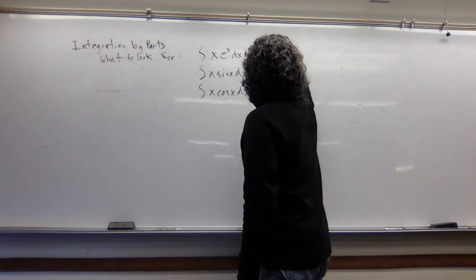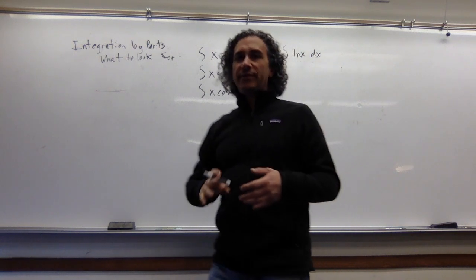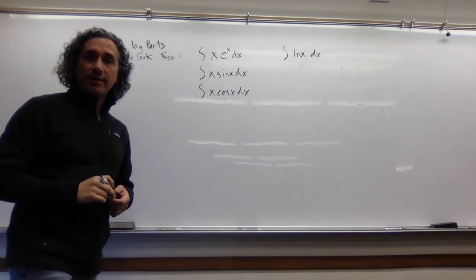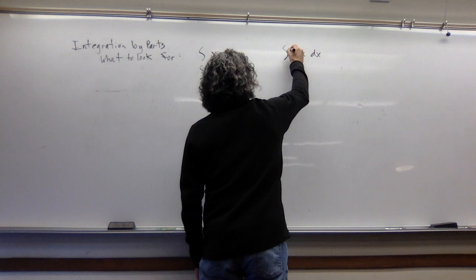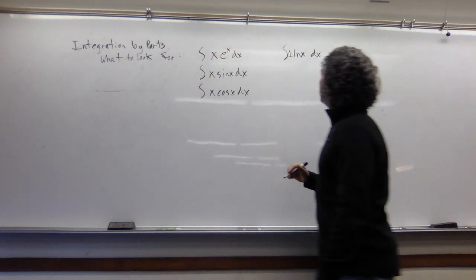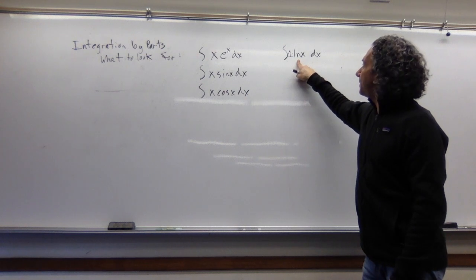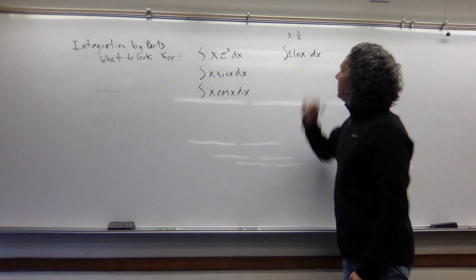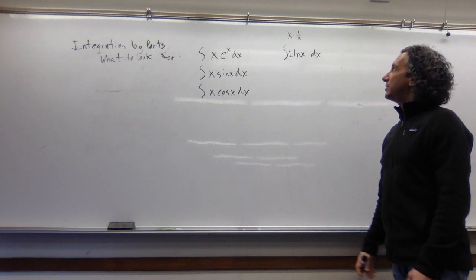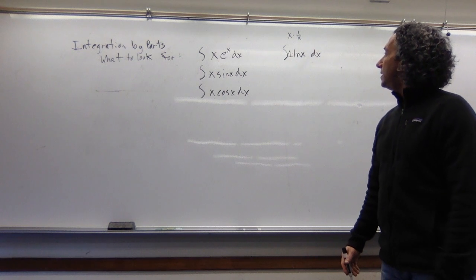A couple of others which aren't so obvious. Natural log of x. So we don't have an antiderivative for this guy. I don't even see a product here. But if you think about it, there is a product. I can multiply this by 1. And the derivative of this is just 1 over x. The antiderivative of that is just x. And that's something I can definitely integrate. The integral of x times 1 over x is just the integral of 1.